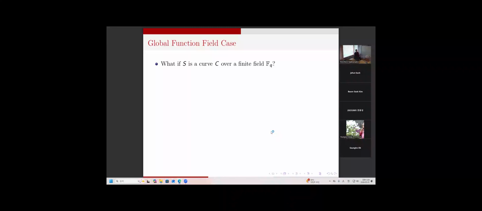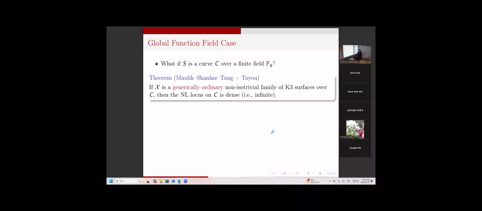Okay, so now let's consider the case when your base S is a curve C over a finite field. Then there's a theorem by Maulik, Shankar, and Tang, in the good reduction case, and also Tayou, in the bad reduction case, which says the following: if you take a non-isotrivial family of K3s over C, which is generically ordinary, then the Noether-Lefschetz locus is dense, or infinite because you're over a curve.